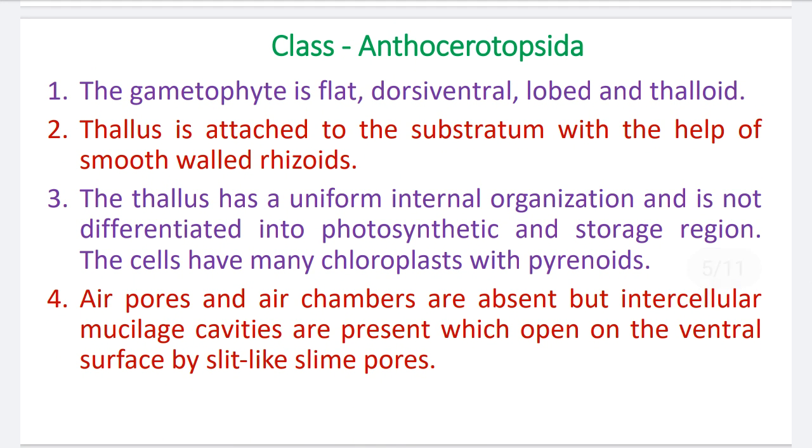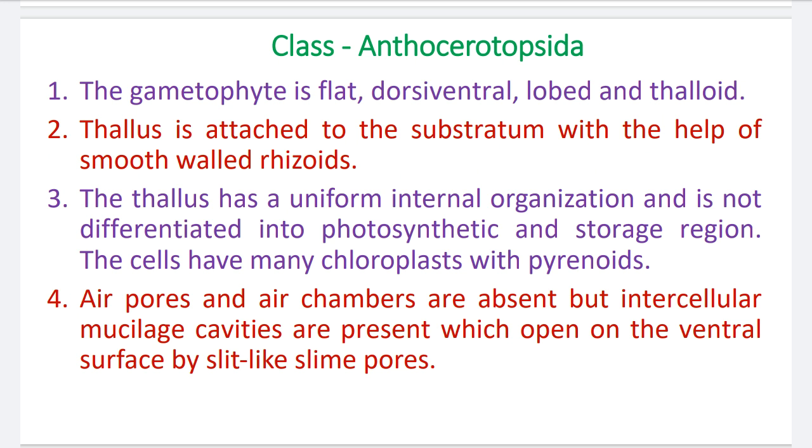The second class is the Anthocerotopsida, commonly called hornworts. Here the gametophytic plant body is flat, the dorsal and ventral sides are different, it is lobed, with lobes at the tip, and it is a thalloid, simple plant body like the Hepaticopsida. Number 2, the thallus is attached to the substratum with the help of smooth walled rhizoids. In Hepaticopsida, we can find two types of rhizoids, smooth walled and tuberculated, but here only smooth walled rhizoids are there. In Hepaticopsida, scales are also present, but here scales are absent.